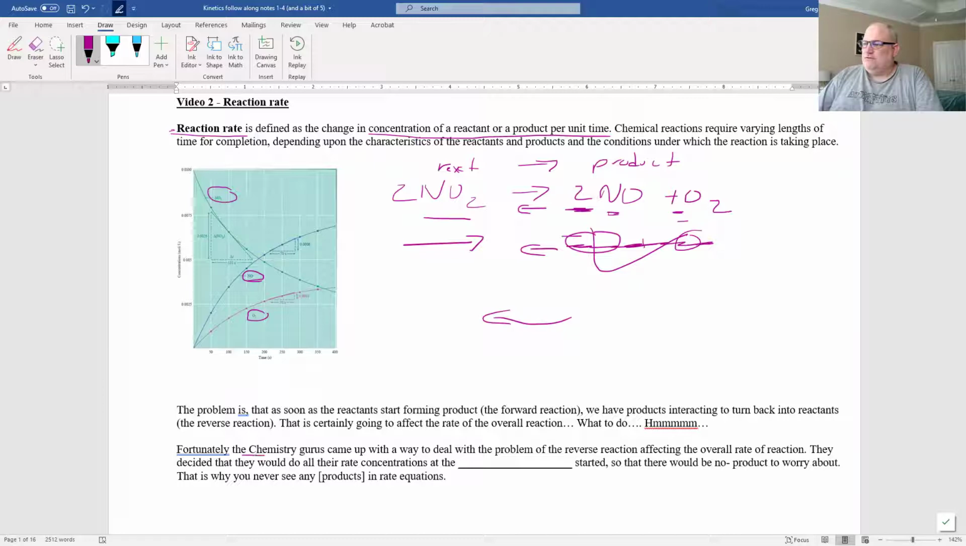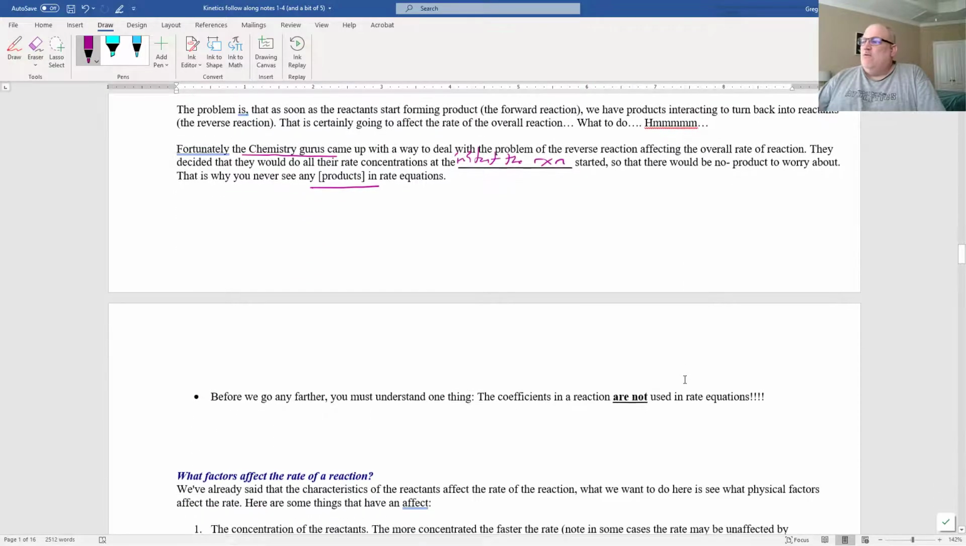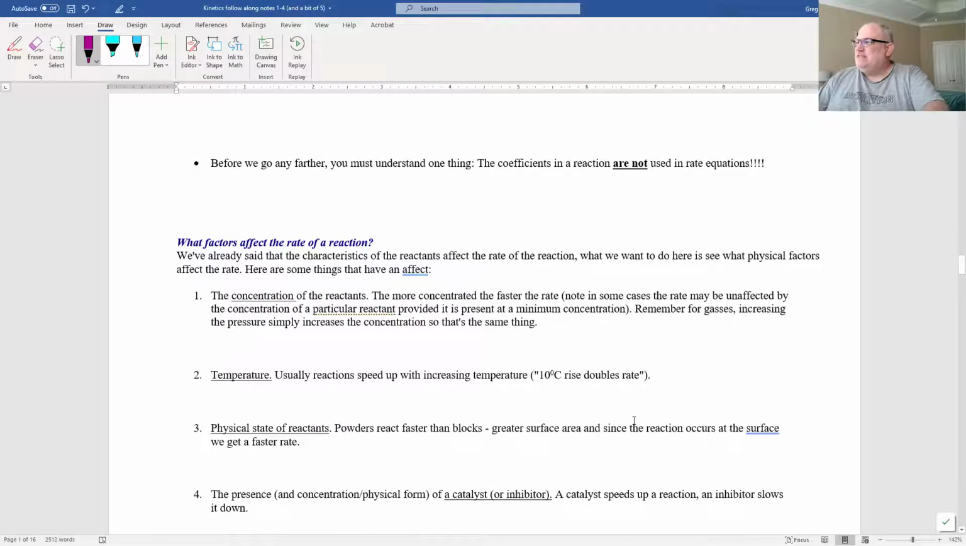So the chemistry gurus came up with an idea, and this is actually really clever. They decided that they would do all of the reaction math always at the instant that the reaction started. So there'd be no products to worry about. It kind of makes sense, and what's really interesting is that in every single kinetics problem, you're never going to see concentrations of products in any of your rate reaction problems. Why? Simply because we are not going to worry about them, because we know that they would impact our overall equation.